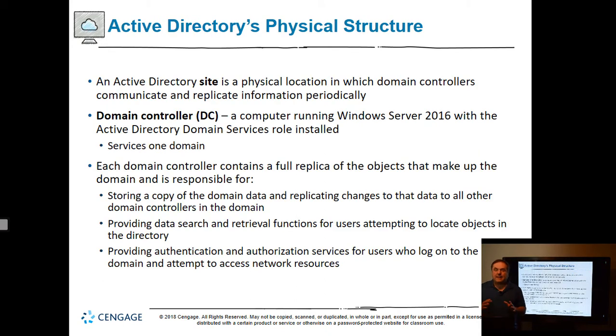Let's start with the Active Directory physical structure. We did talk about this in 240M, but everything in this course is a deeper dive into Active Directory. So let's first start with the Active Directory site. It's a physical location where domain controllers communicate and replicate information periodically. So you want to go to Active Directory Sites and Services. This is where you can see your different sites. By default, when you create your first Active Directory forest and domain, you create a default first site. But what if you have a lot of different sites? Well, then you need to replicate Active Directory to each of those different sites.